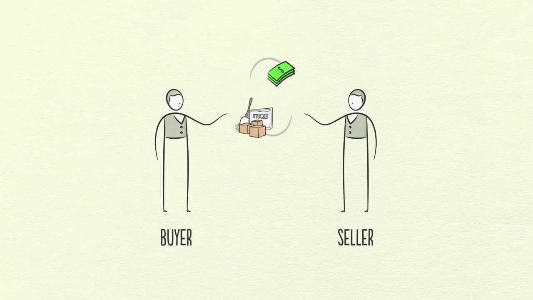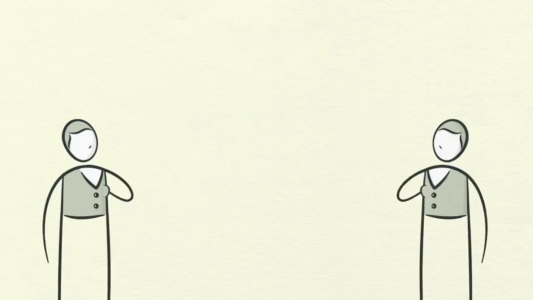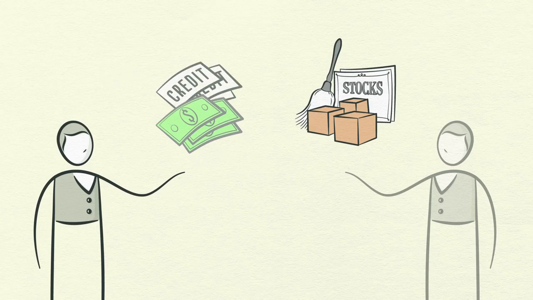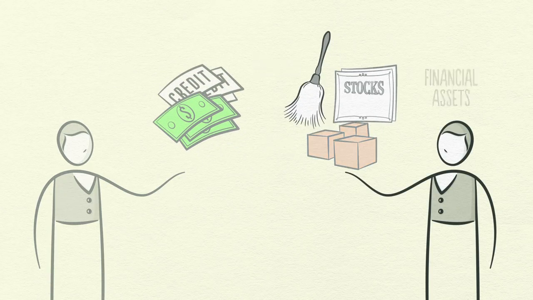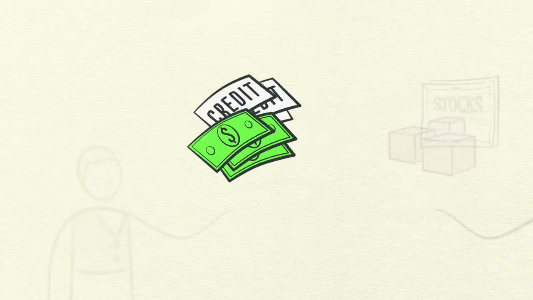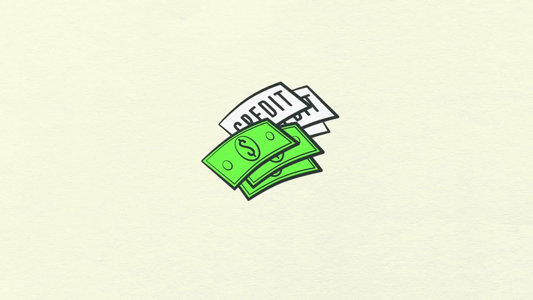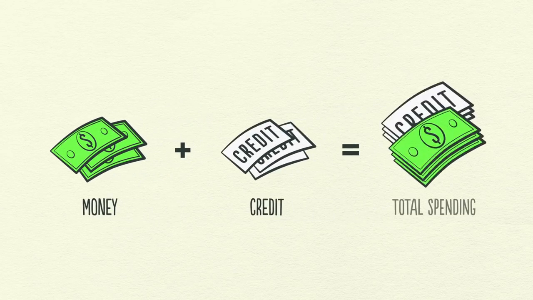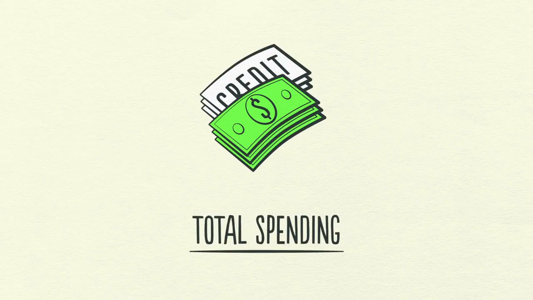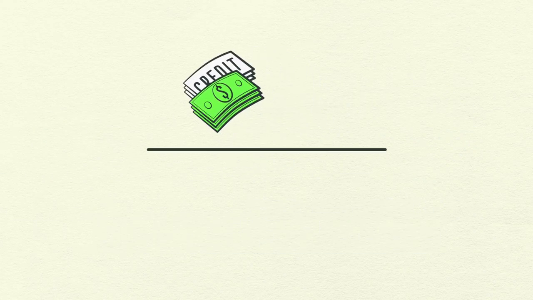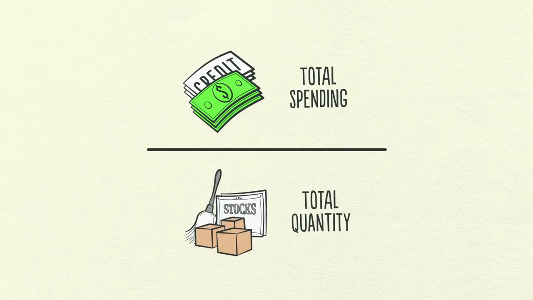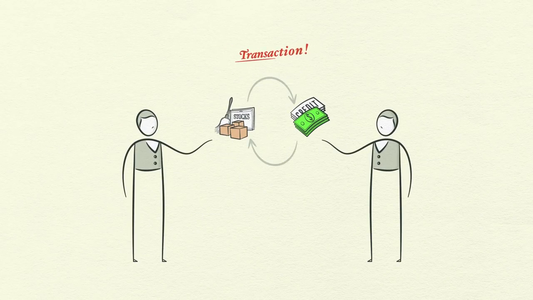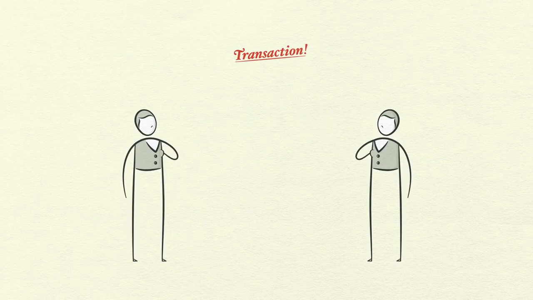You make transactions all the time. Every time you buy something, you create a transaction. Each transaction consists of a buyer exchanging money or credit with a seller for goods, services, or financial assets. Credit spends just like money, so adding together the money spent and the amount of credit spent, you can know the total spending. The total amount of spending drives the economy. If you divide the amount spent by the quantity sold, you get the price. And that's it. That's a transaction. It's the building block of the economic machine.